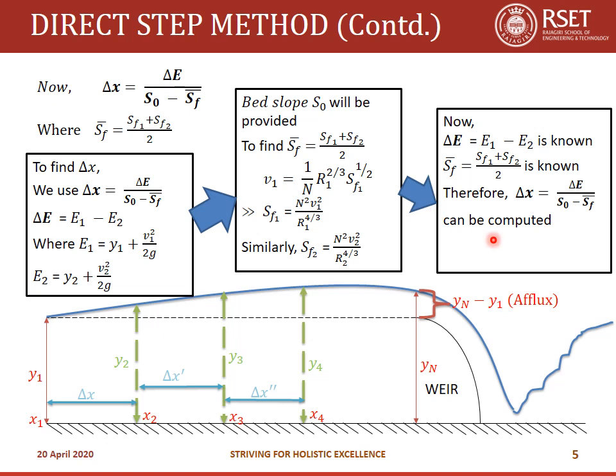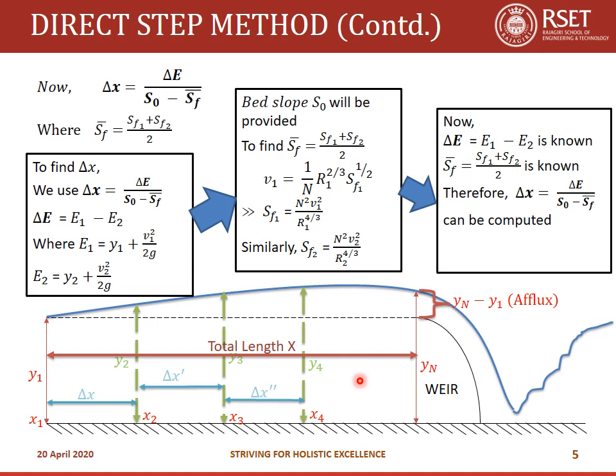I'm going to follow the same procedure and find out delta x double dash, so on and so forth until I reach the final depth y capital N. So by adding all these small delta x together, what will I get? I will get the total length x. So this is what you are going to do in direct step method. You're going to break up your distances into small intervals, so that you will be able to calculate delta x dash, delta x double dash, and finally get the total length.